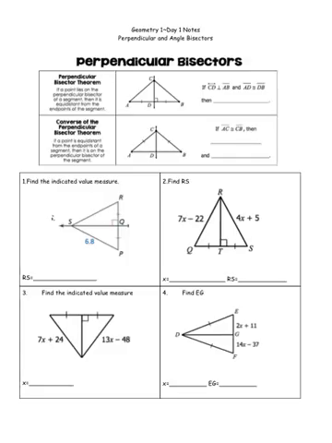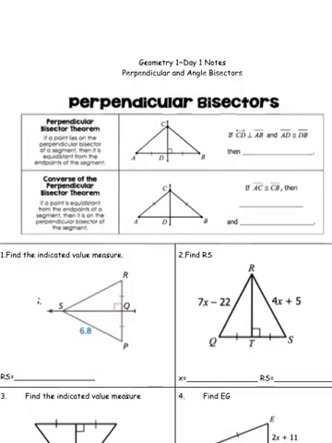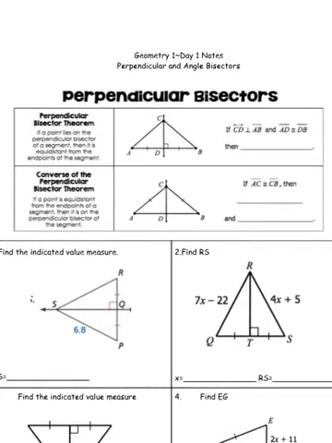All right, so chapter 6 is all about relationships and triangles. We talked about triangles, and now we're going to define some relationships. So our first theorem is the perpendicular bisector theorem. If a point lies on a perpendicular bisector of a segment, then it is equidistant from the endpoints.